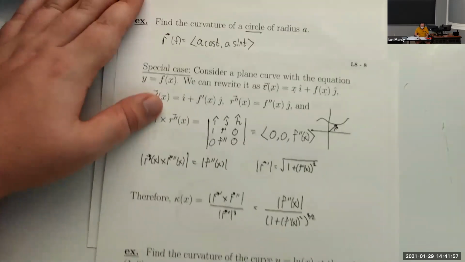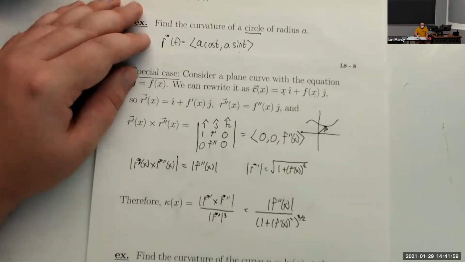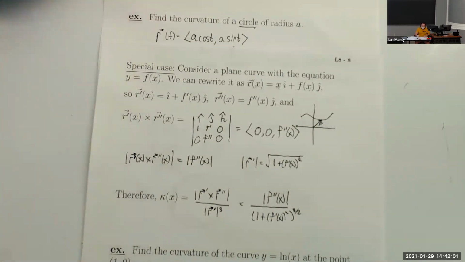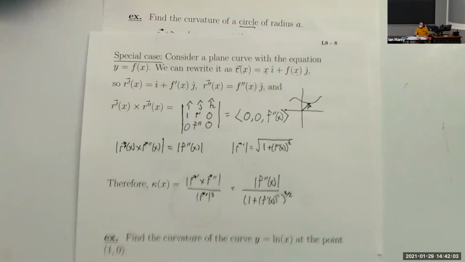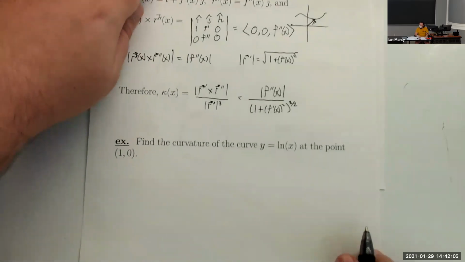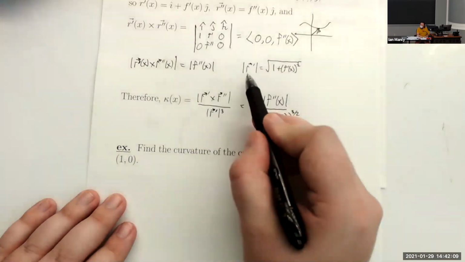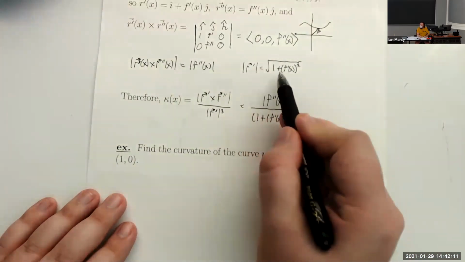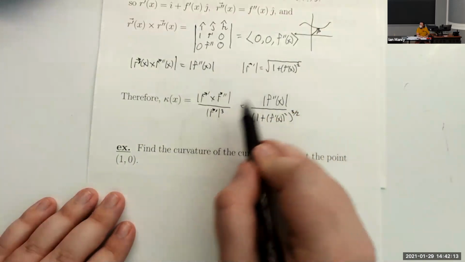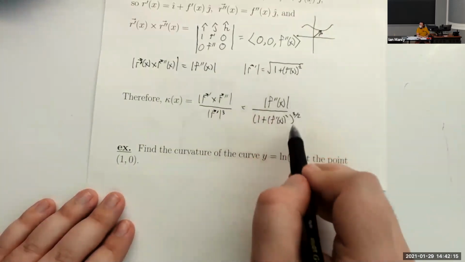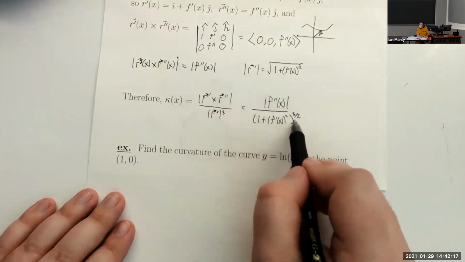All right, so let's go ahead and apply this here. Let's find the curvature of the curve y equals ln of x at the point 1, 0. All right, why did the denominator become like that? Well, the magnitude of r prime is this right here, and then I was cubing it. And when I cube a square root, I have whatever's in there to the 3/2.